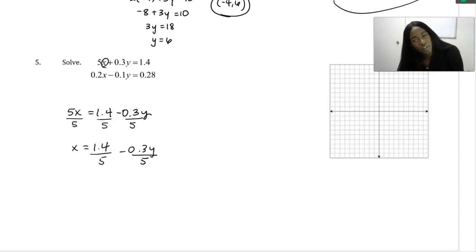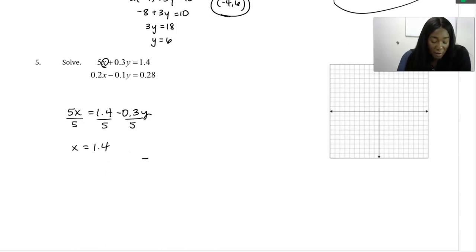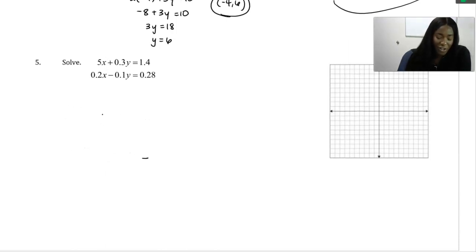So generally speaking, if all of my variables have coefficients, I'm probably going to try to do the addition method and manipulate the coefficients so that we can add the equations together.